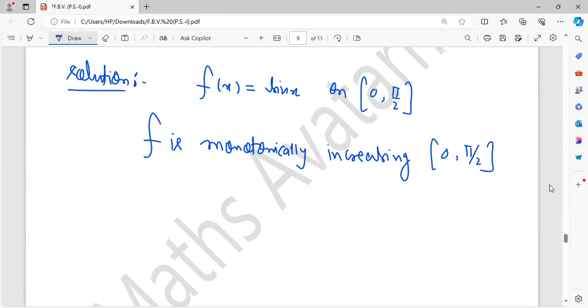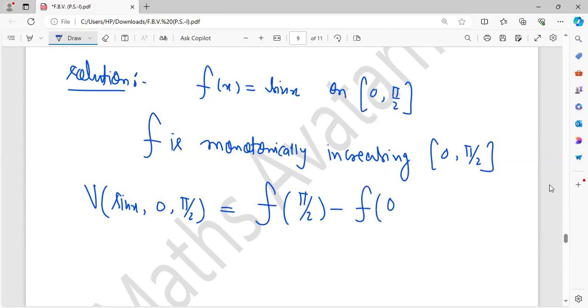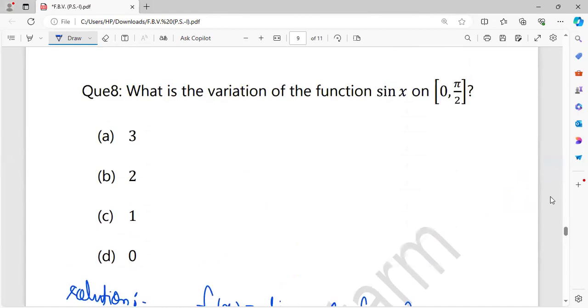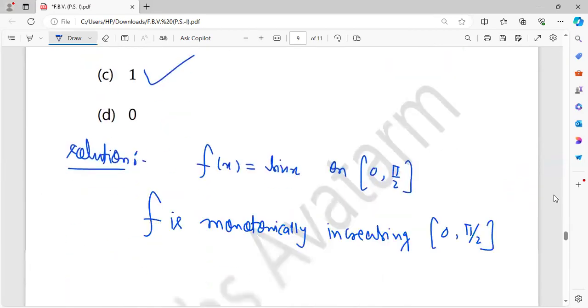So what is the variation? So V f on 0 to pi by 2, what is that? For a monotonically increasing function, the variation is given by f(b) minus f(a). So b is pi by 2, f(a) is 0. So sine pi by 2 minus sine 0. So what is it? 1 minus 0, that is 1. So variation is 1. So which option is correct? Okay, 1. C option is correct.